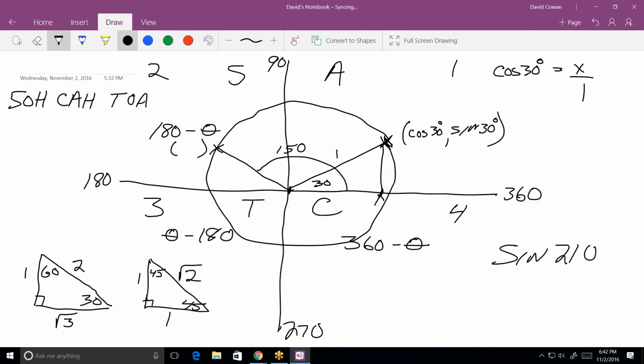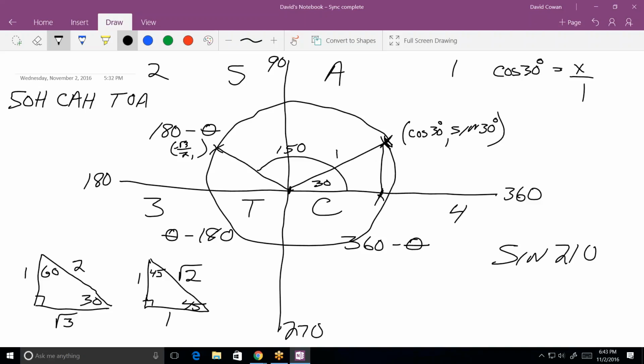Cosine of 150 and sine of 150. Right. So what's the cosine of 150? So that would be 180 minus 150. Okay. So that would be 30. Now go down and look at the triangle. What's the cosine of 30? Square root of 3 over 2. And that'll be negative. Okay, so it's negative root 3 over 2.